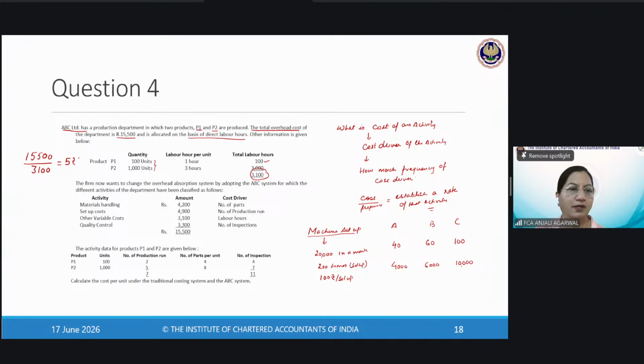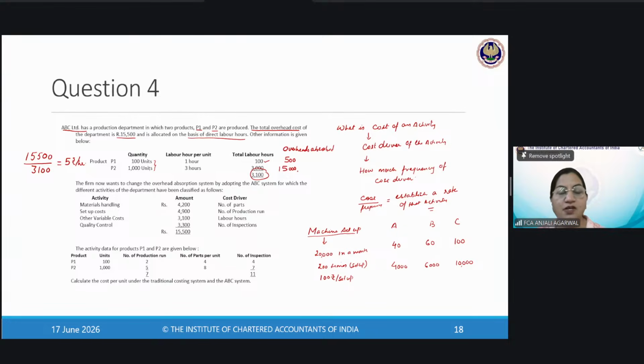5 rupee per labor hour. Now, if on this basis you divide the 15,500 among P1 and P2, P1 will get how much? 100 into 5, 500. And the cost of P2 would be 15,000. Overheads absorbed on the basis of traditional method, on the basis of labor hours. So only 500 is the expenditure incurred for P1 and 15,000 is the expenditure incurred for P2.